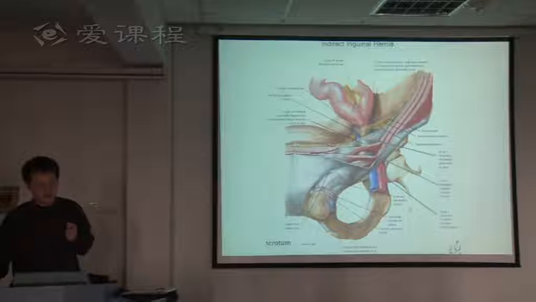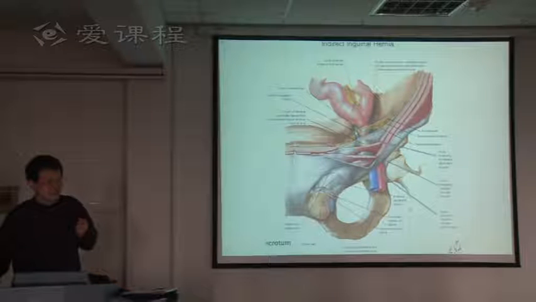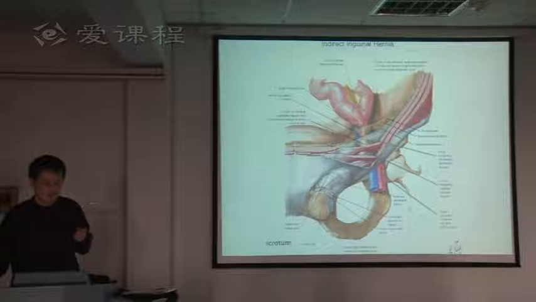So if it goes out in this triangle, it becomes a direct hernia. Maybe direct means just going out without a reason. Just go out. It's direct, and it goes out together with the spermatic cord. Direct. I really cannot understand why this terminology. Okay.